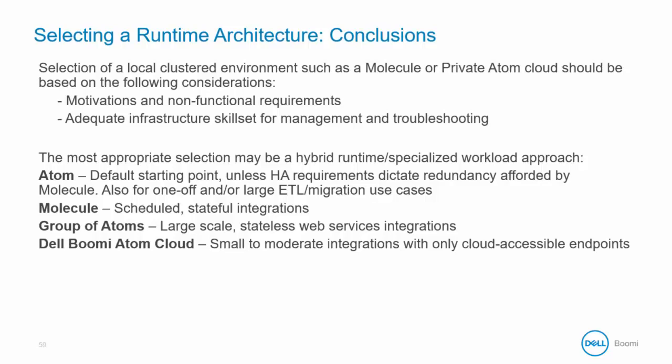In general, the Atom is a default starting point and a great starting point unless high availability requirements dictate some redundancy that's afforded by the molecule. Also, this is good for one-off and/or large ETL or migration use cases. The molecule is excellent for scheduled and stateful integrations. The group of atoms is a great solution for large-scale stateless web service integrations. And finally, the Dell Boomi Atom Cloud is excellent for small to moderate integrations with only cloud accessible endpoints.